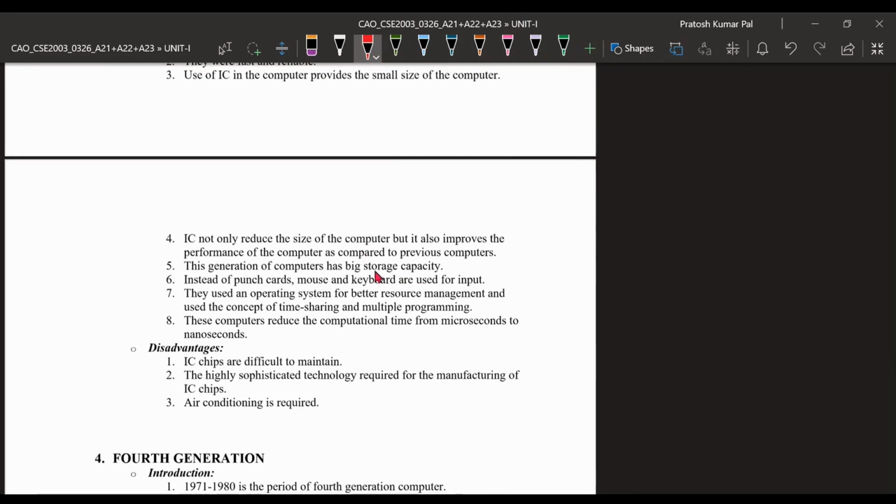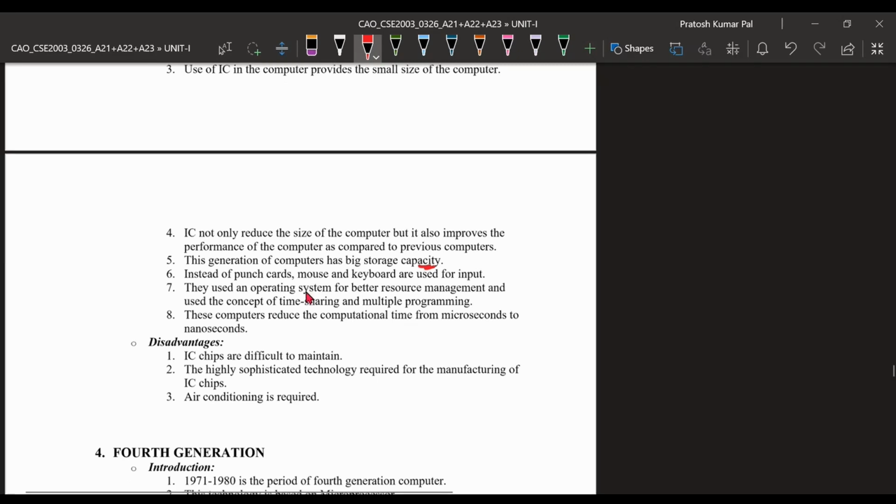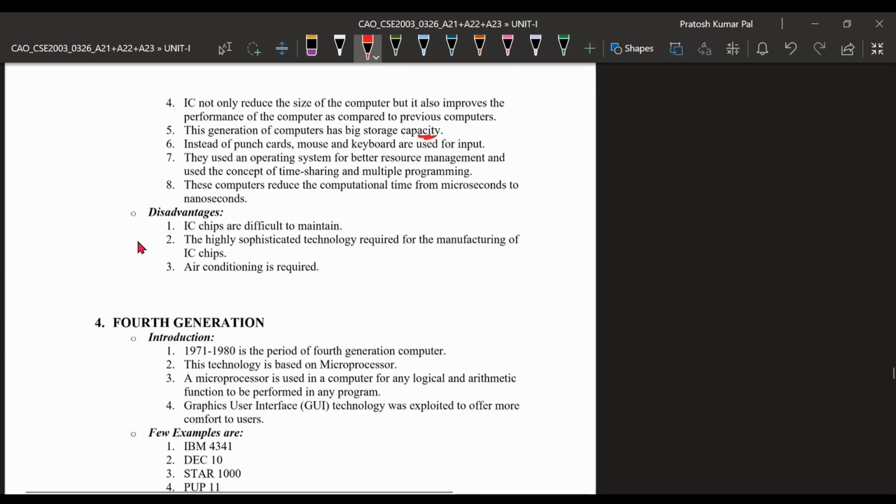This generation has big storage capacity. Instead of punch cards, mouse and keyboards are used for inputs. Okay, so next, the disadvantage here is that IC chips are difficult to maintain.